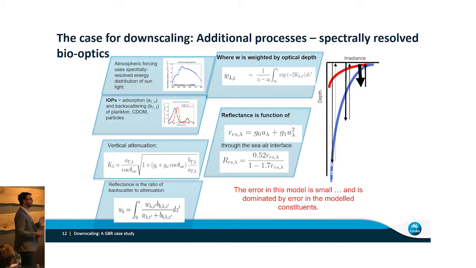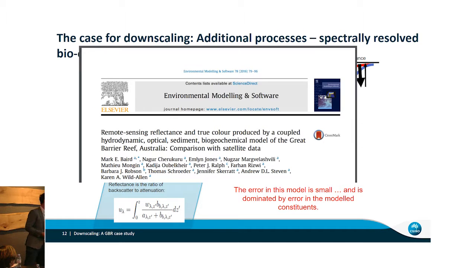So this is a mechanistic optical model, but it's somewhat simplified compared to full radiative transfer models like Chl-a. This model was recently published by Mark Baird, and when we look at the error budgets in the optical model, we see that the error in the actual optical model is small, but the mismatch between optical measurements and those predicted by the model is largely dominated by errors in the modelled constituents like phytoplankton concentration or sediment concentration.